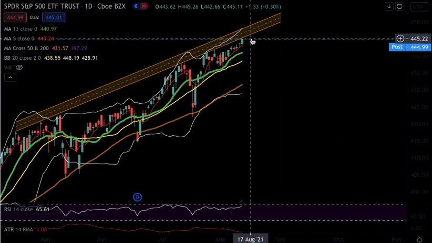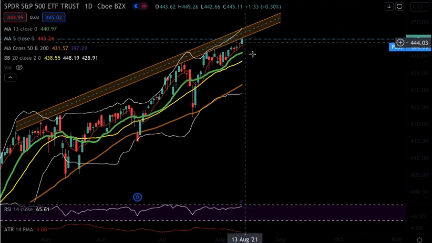So what do you think our fellow retail traders are thinking? Are they thinking of shorting this? Now that we're at resistance, it is the perfect spot to short it, right?